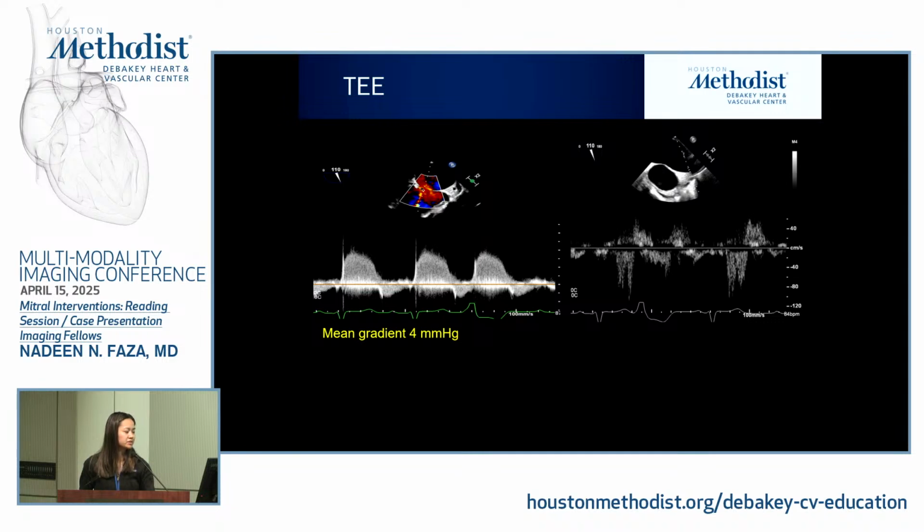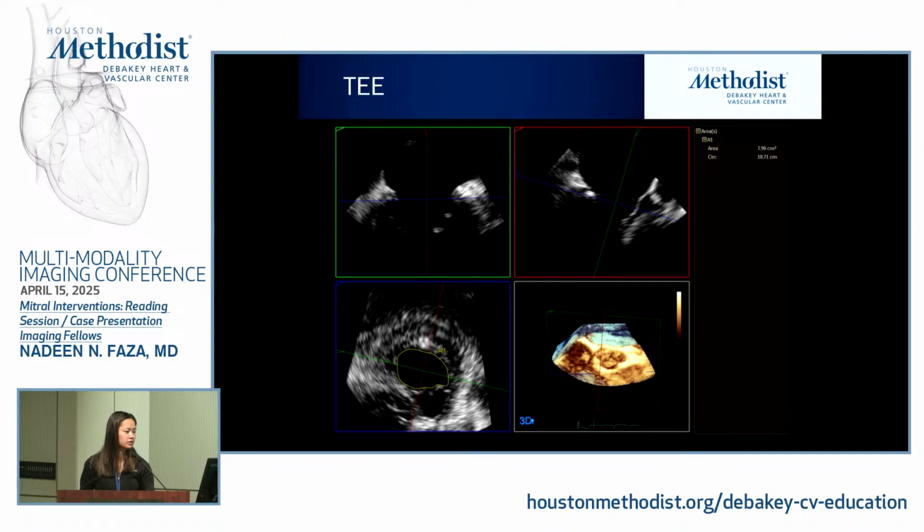Mean gradient for this patient was 4 millimeters of mercury, and there is systolic flow reversal of the pulmonary veins. Also, as part of the protocol, it's very important for us to check the mitral valve area, and above 4 is where we would ideally like it. This patient has 7.9 square centimeters.